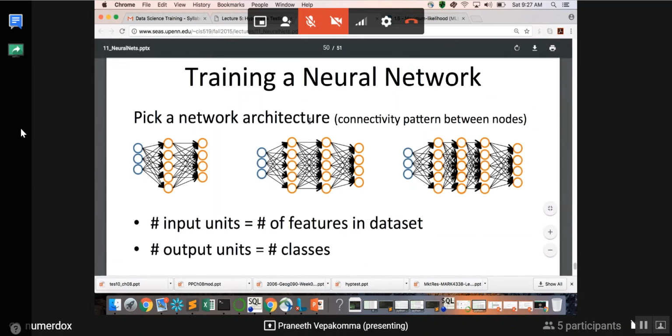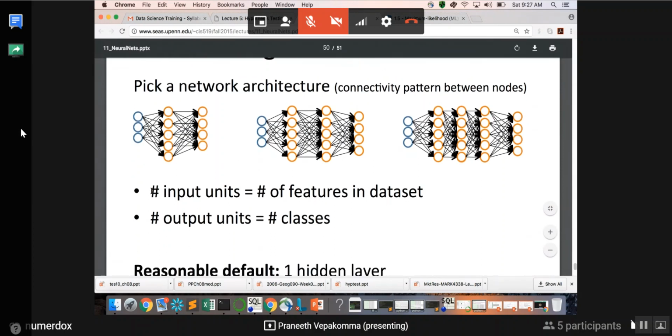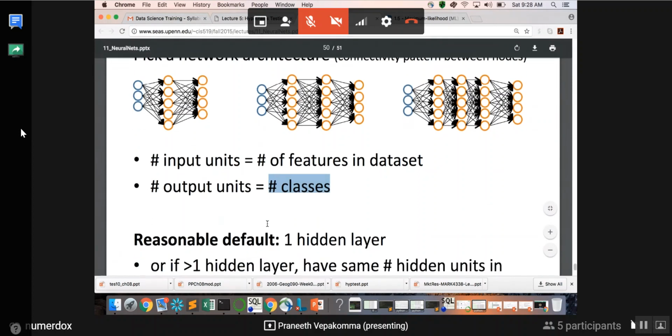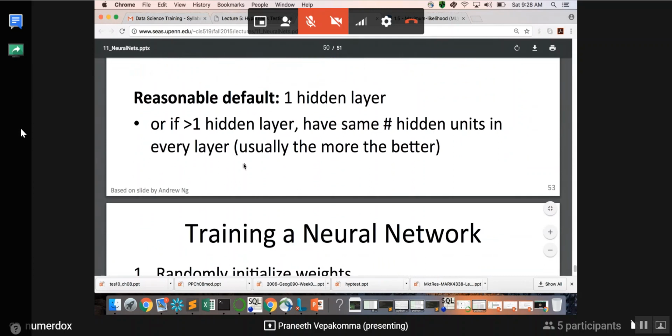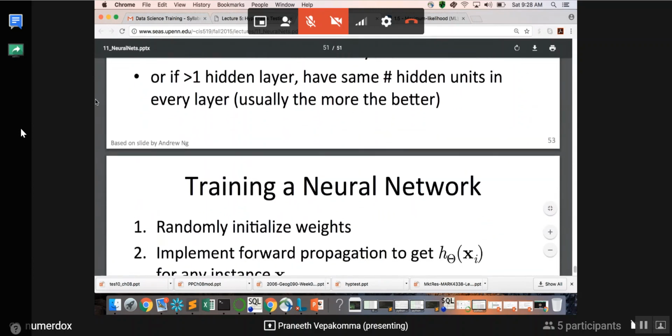Training a neural network. Pick a neural network architecture. Do you want to use this? Do you want to do these many layers? Or something else, right? You want to use more complicated. So what does that mean? You have to figure out how many input units, which is the number of features, that is fixed already, how many variables here, but the number of output units is the number of classes. If you want to predict only 2, you have only 2 output units. If you want to predict 4 classes, then 4. And then a reasonable default is 1 or 2 hidden layers, but obviously you can have more hidden layers.